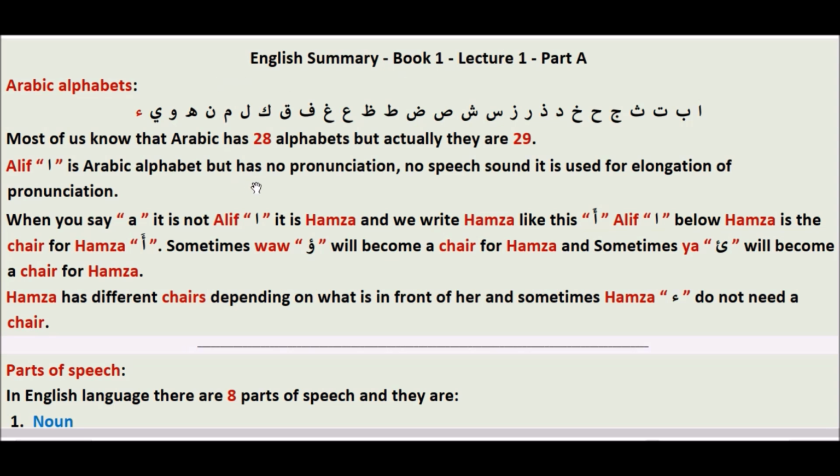Alif is an Arabic alphabet but has no pronunciation, no speech sound. It is used for elongation of the pronunciation. When you say A, it is not Alif, it is Hamza. And we write Hamza like this. Below Hamza is the chair of Hamza, which is Alif. Sometimes Ba will become a chair of Hamza, and sometimes Ya will become a chair of Hamza. But sometimes the Hamza is very strong and it does not need a chair, and it is written like this.